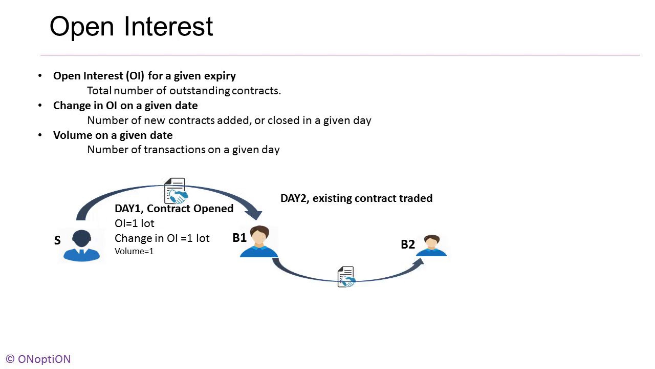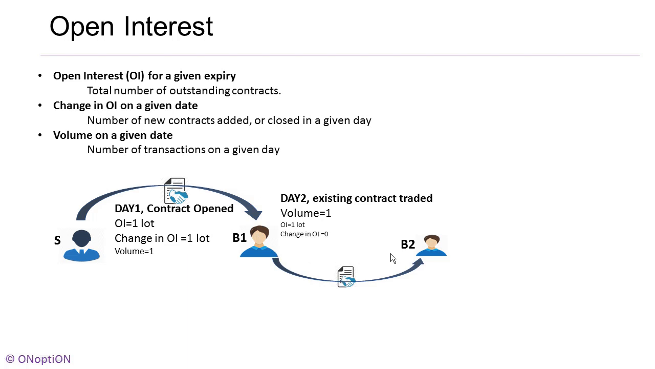Let's assume on day 2 the buyer B1 has sold this existing contract to another buyer B2. Remember, it's an existing contract, it's not a new contract. So in this case, volume is 1 on day 2 because there is one transaction happened. Open interest still has one lot because there is an outstanding contract. This contract is in active state, it has not been closed.